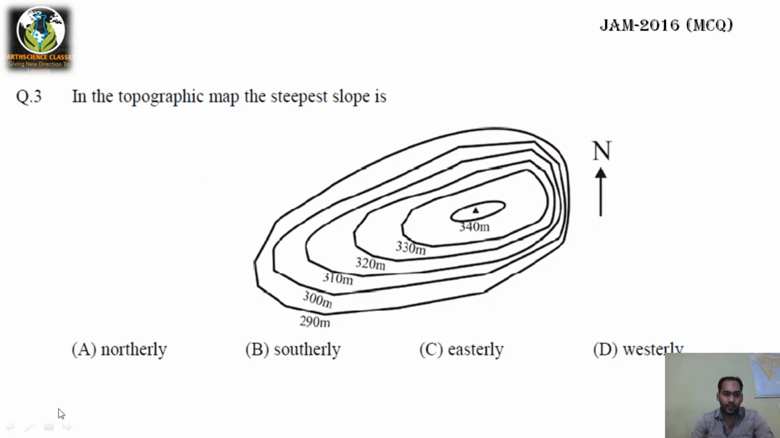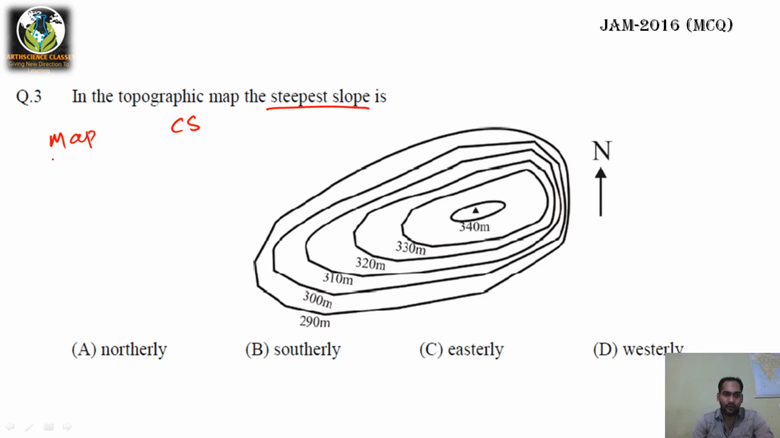So the first question is here. This is selected from JAM 2016. The question asks: in the topographic map, what is the steepest slope? Okay, most of the time I receive questions from my students asking what is the difference between map view and cross section view. Always they get confused between these two.